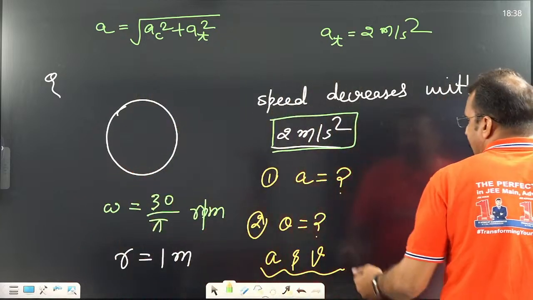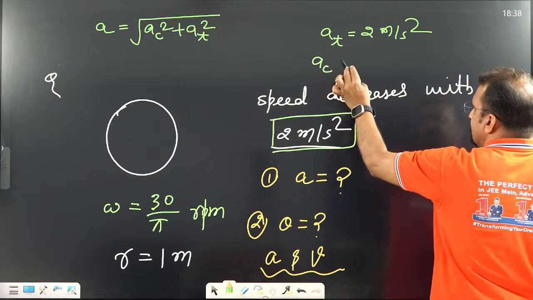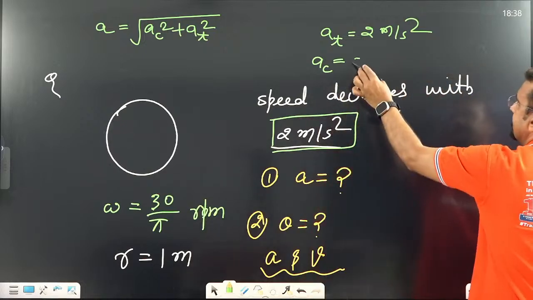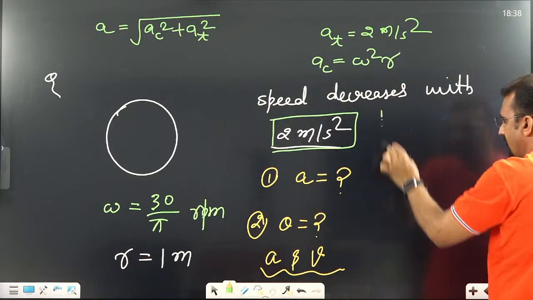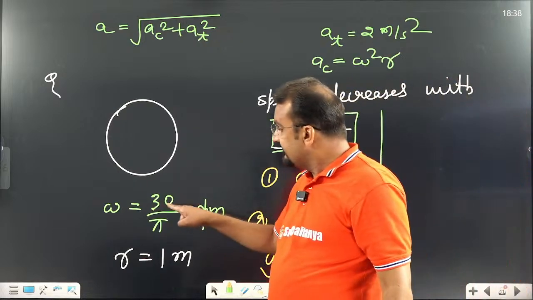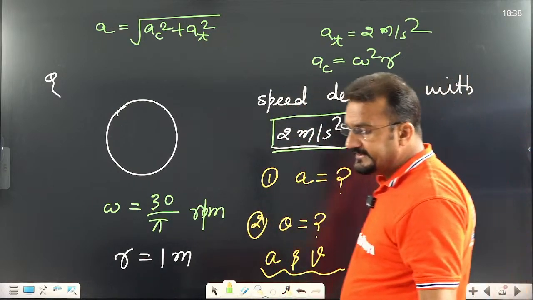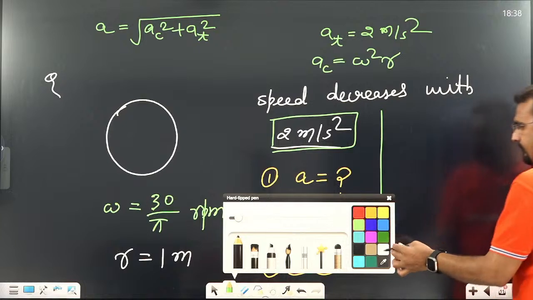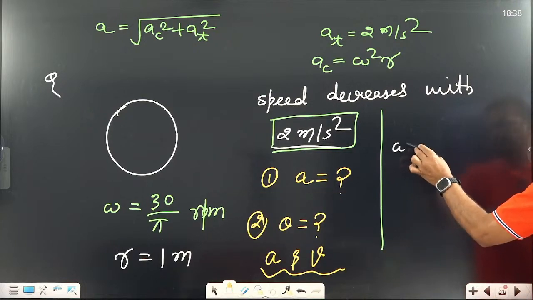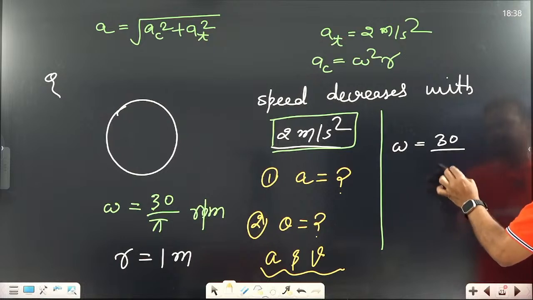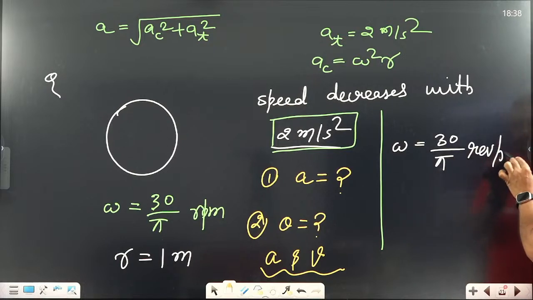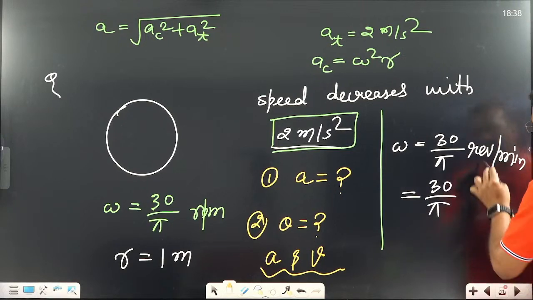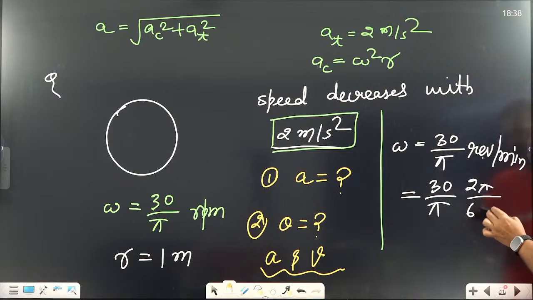Second point, what is the centripetal acceleration? How to find centripetal acceleration in this question? For that, omega is needed, and we know that the formula for centripetal acceleration is omega square r. But omega is not directly given. See, 30 by pi RPM, you can't use this directly in the formula. I already told you RPM stands for revolution per minute, so 30 by pi revolution per minute. Convert it into radian per second. How to convert? Yesterday I also told you, 1 revolution is 2 pi, and a minute means 60 seconds.